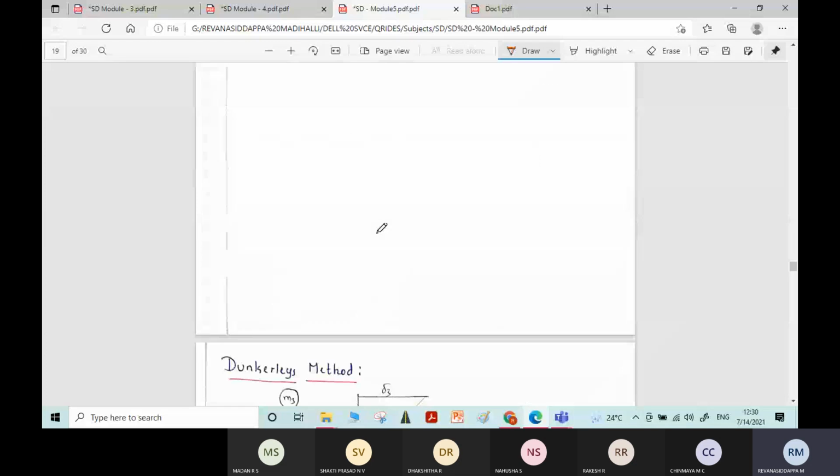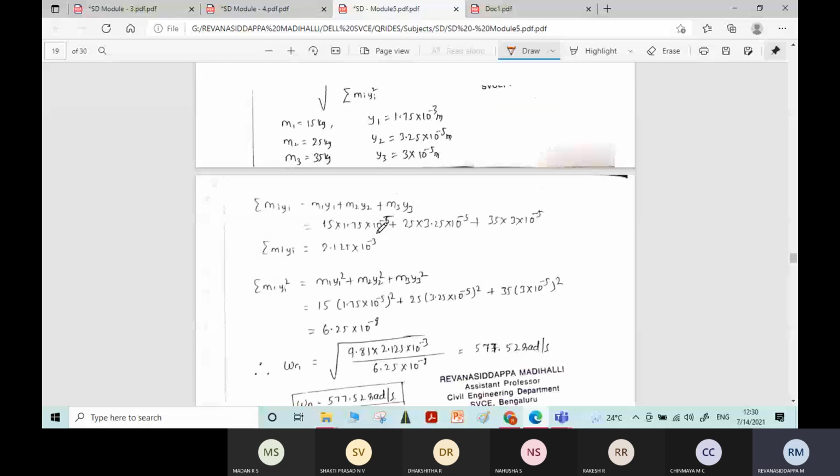Even the problems are very easy. The problems are easy. I solved one sample problem. If in any case they ask, you will be able to solve if you prepare for the problems as well. Okay. First, I'll discuss Stodola's method.